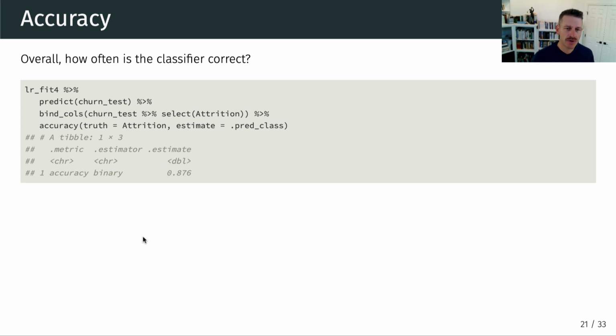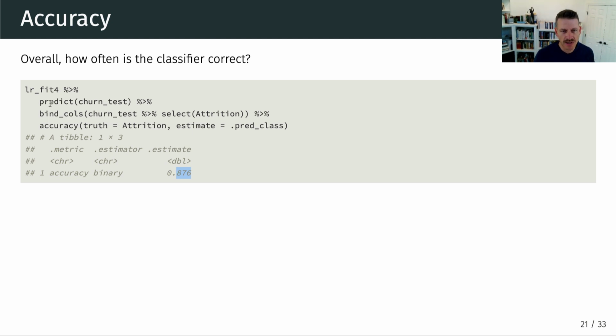All right, so accuracy is pretty much what you would expect. It's how often our classifier is correct. So basically, when an employee either does leave the company or does not, how often do we actually accurately predict that? And in this case, we see that our model is about 88% accurate.